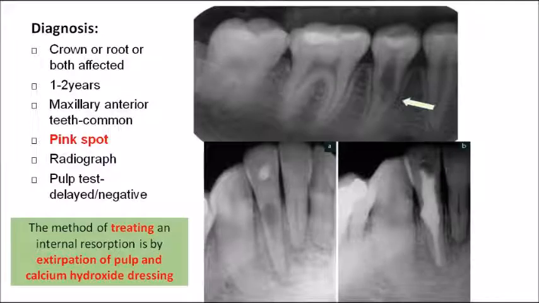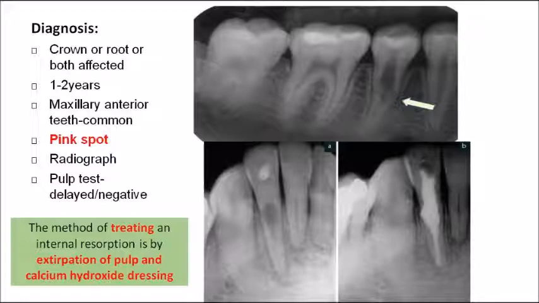What helps you to diagnose this feature? For the diagnosis, the crown or root or both will be affected. It will be a 1 to 2 years case. Maxillary anterior teeth are the most commonly affected teeth. A pink spot can be seen.